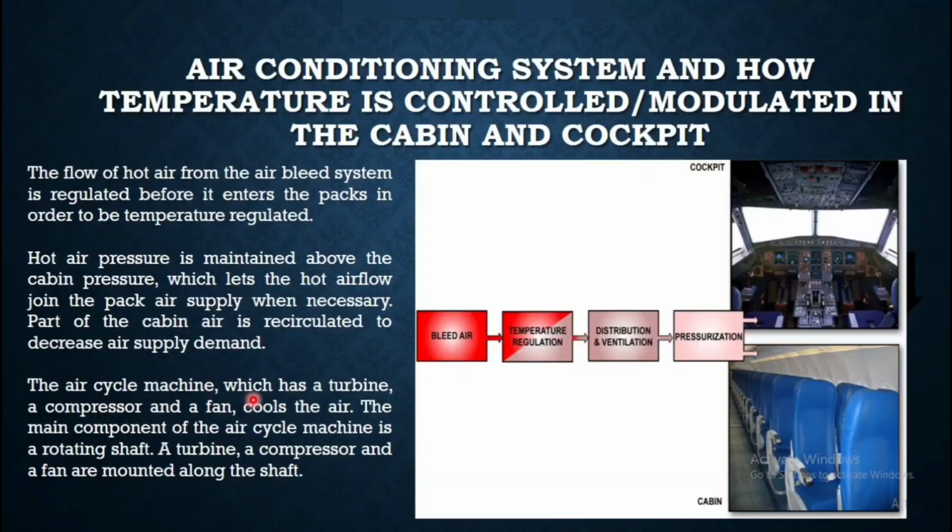There is an air cycle machine which has a turbine, compressor and fan, and cools the air. The main components of the air cycle machine are these 3 components, and they are mounted along the shaft. This is very good to know information. Turbine, compressor and fan are mounted along the shaft.